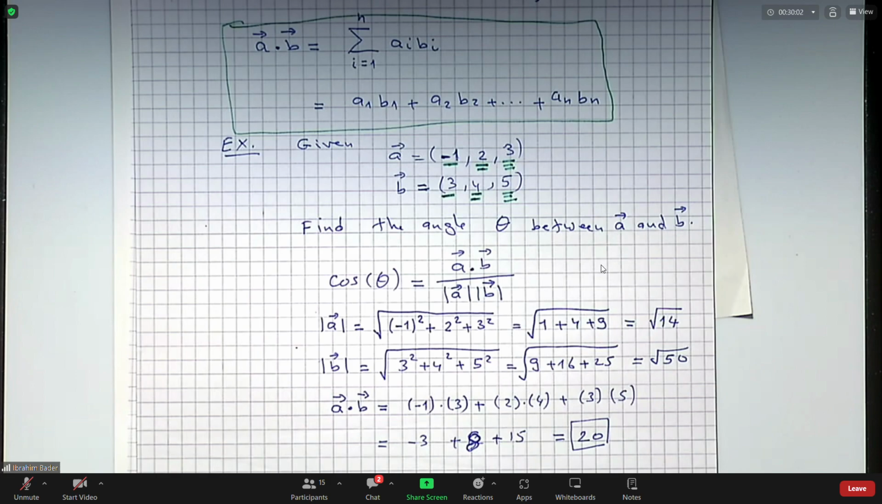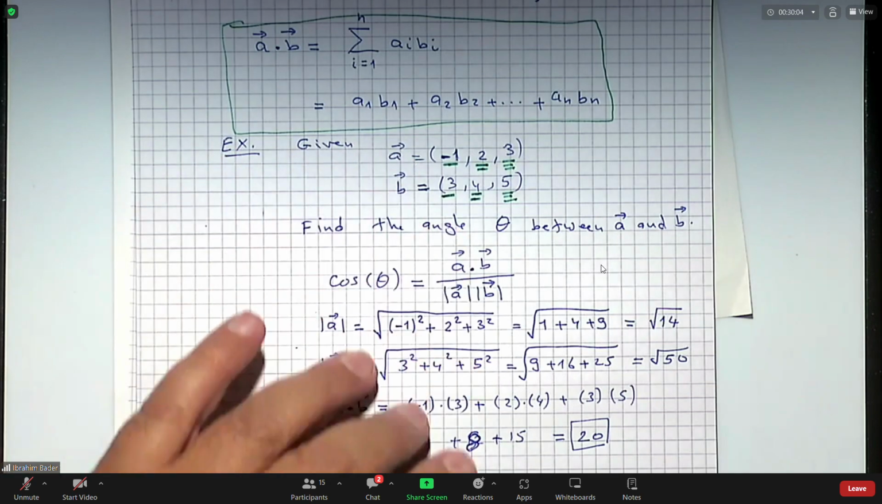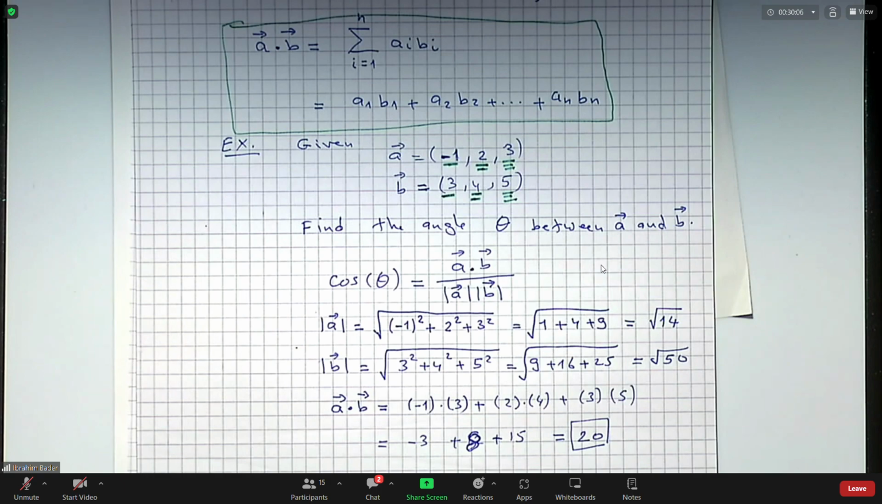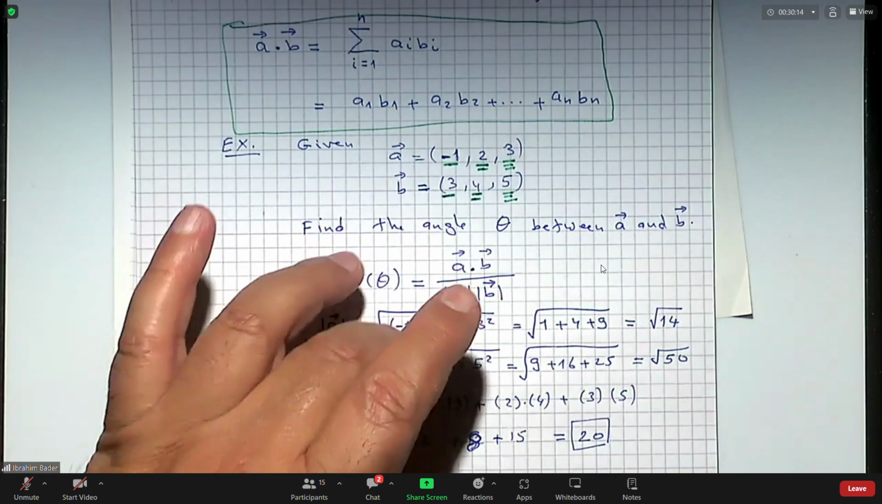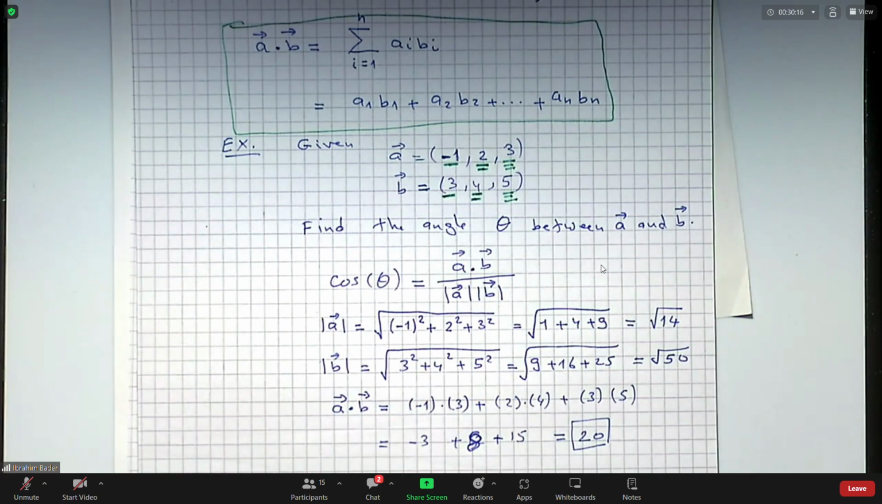Now this is actually always the same. If you have different dimensional vectors, then the procedure is the same, you just have different values. So for instance, if you have a 4-dimensional vector, then you just square the 4 coordinates and then take the square root. If you have multiplication, you multiply the components out and add them up. This is the dot product.